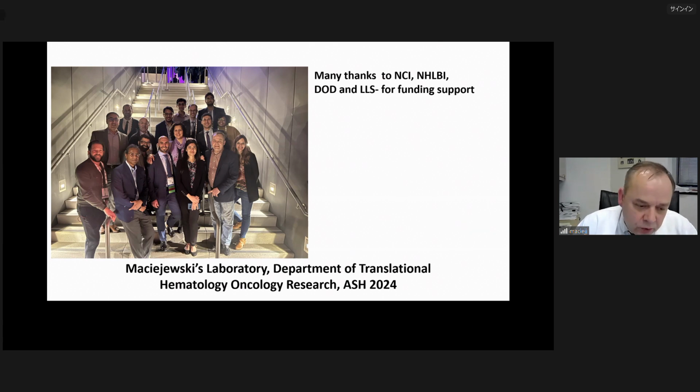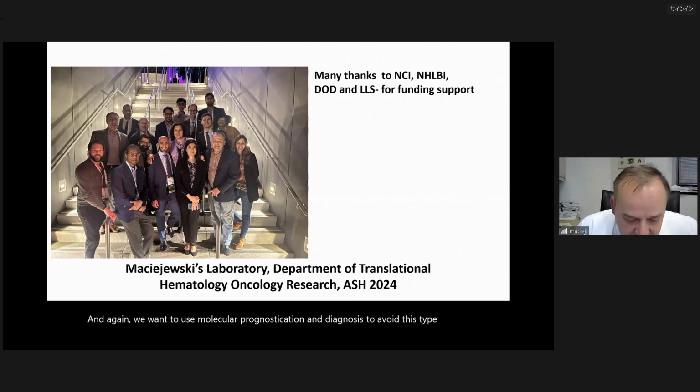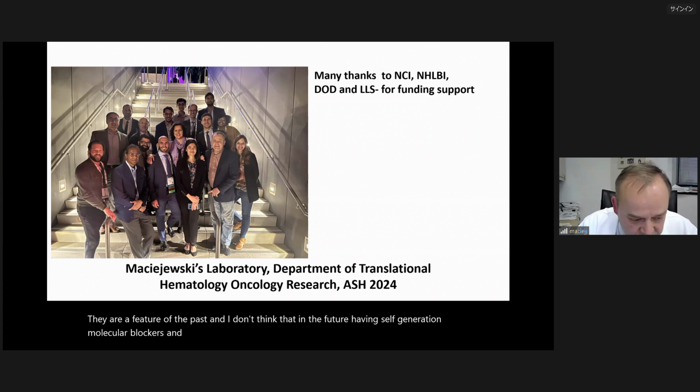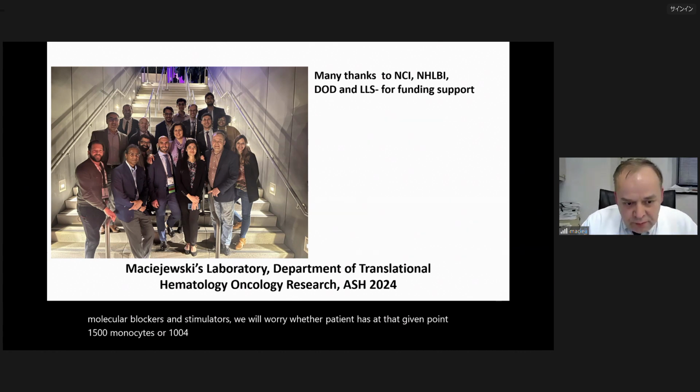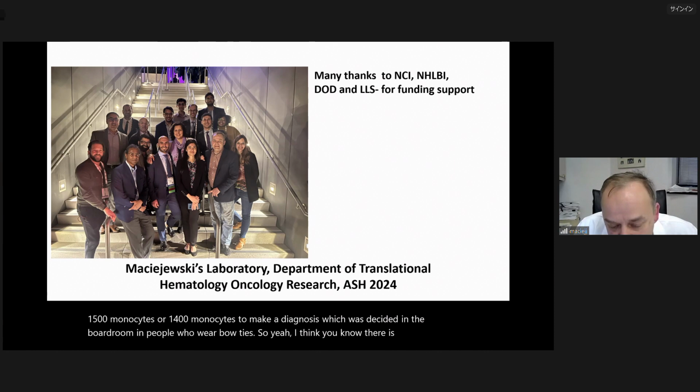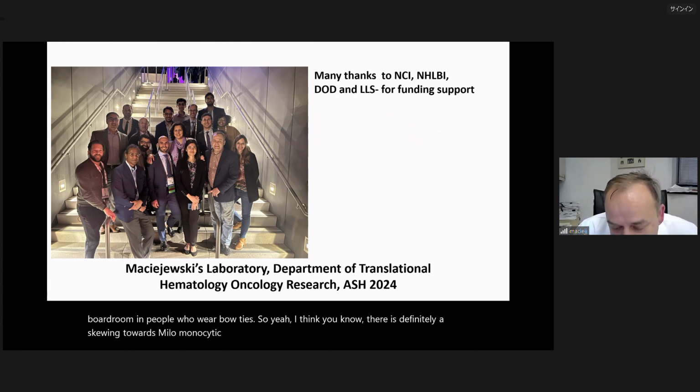And again, we want to use molecular prognostication and diagnosis to avoid this type of arbitrary cutoff value. They are a feature of the past. I don't think that in the future, with third generation molecular blockers and stimulators, we will worry whether a patient has at that given point 1,500 monocytes or 1,400 monocytes to make a diagnosis, which was decided in the boardroom by people who were biased. So yes, there is definitely a skewing towards myelomonocytic features.